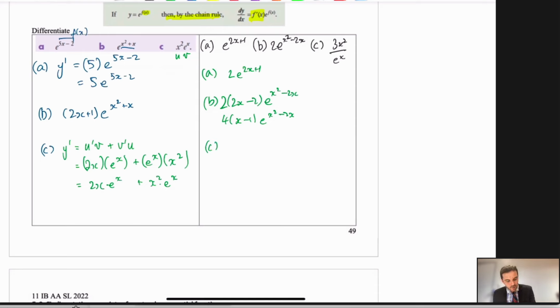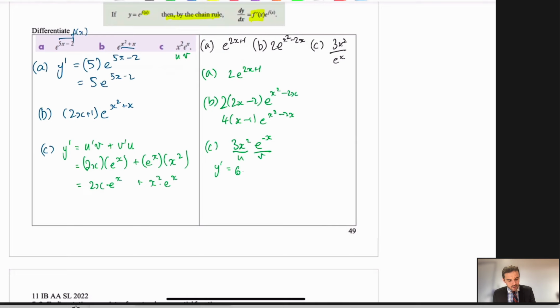Next one, C, I'd recommend rewriting this. You can use quotient rule, but you can also use product rule here. So make it e to the negative x, and then we're going to use product rule. So we're going to have y dash is equal to, and we're going to differentiate. So we've got this term and this term here. Okay, so this is our u and this is our v.